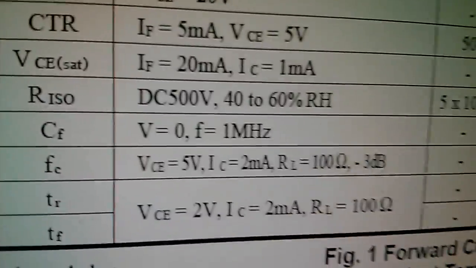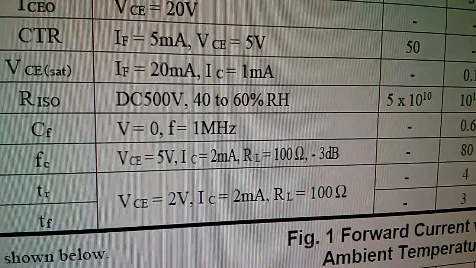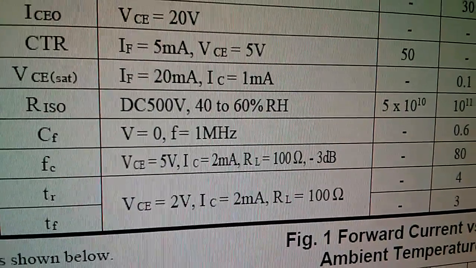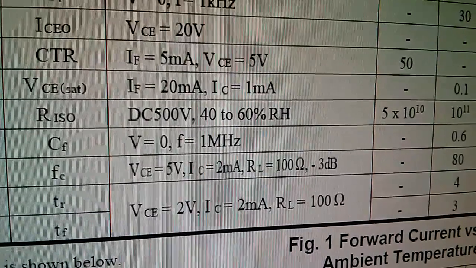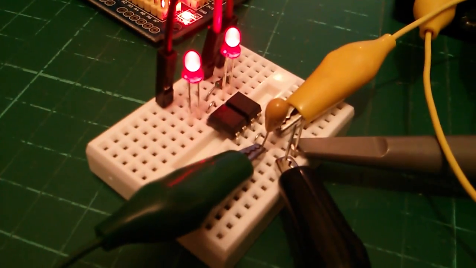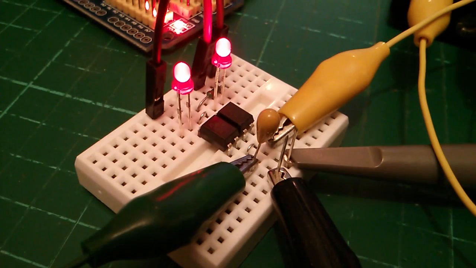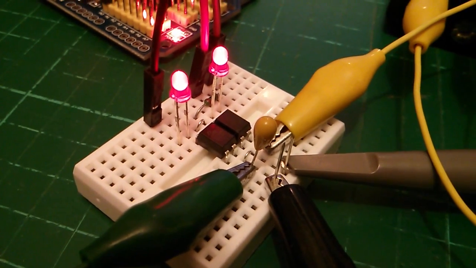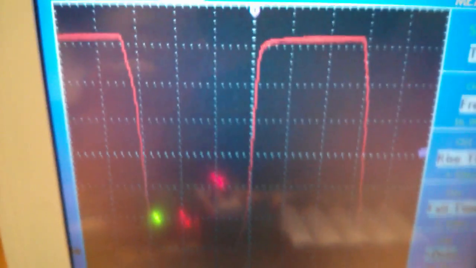Now I'm not using these test conditions. I'm not using 2 volts collector emitter. I've got 12 volts across there, and of course I've got no resistor at all because I'm using them in this push-pull arrangement where one pulls high and the other pulls low. But going by this, now just one other thing.